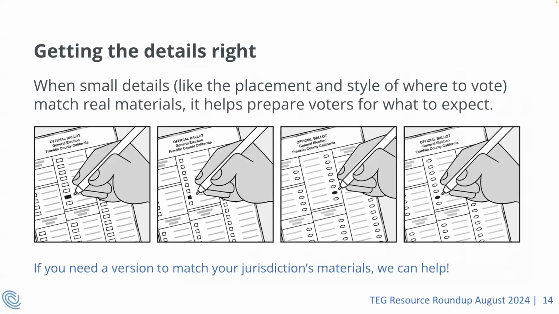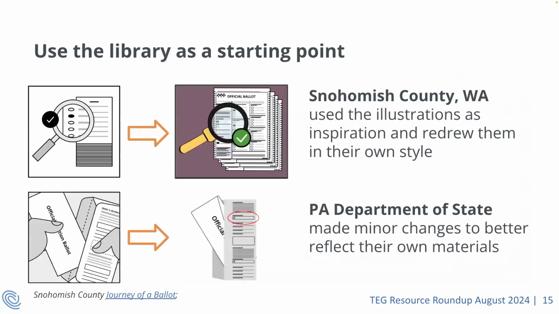Little details make a big difference. Look at the 4 illustrations. Which is closest to your own jurisdiction? The library is available as a resource as is or as a starting point. Here you can see the Pennsylvania Department of State made minor changes to reflect their materials better, while the Snohomish County used them as inspiration to create their own style.